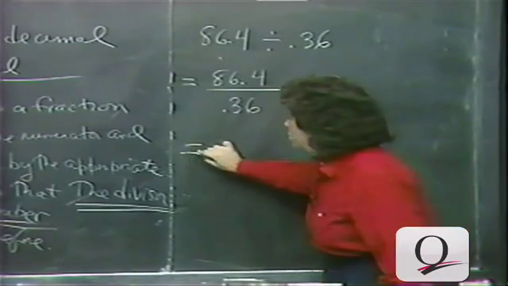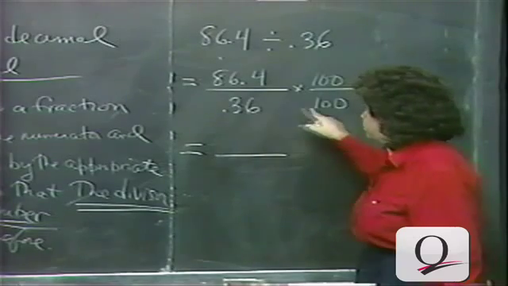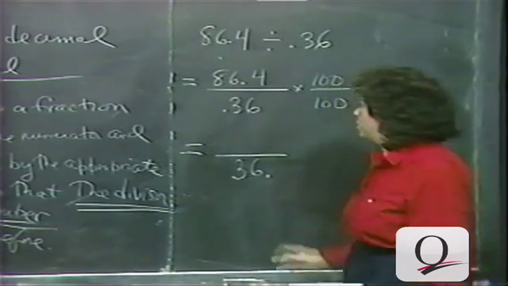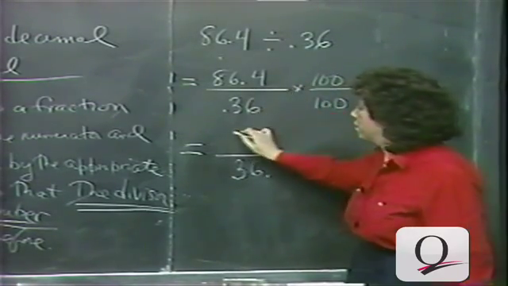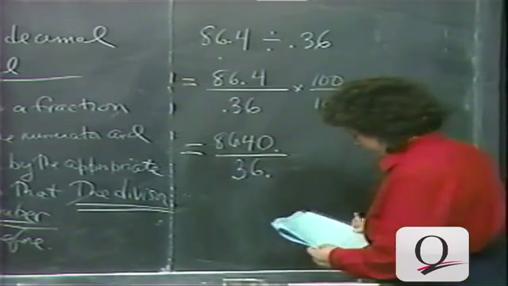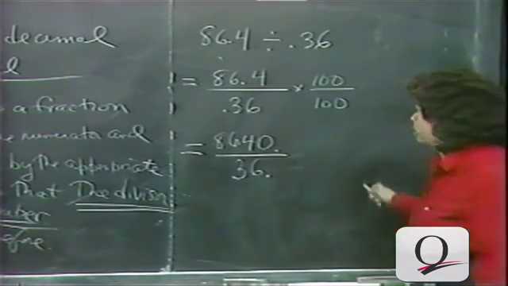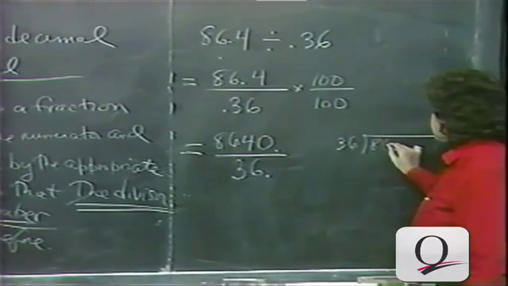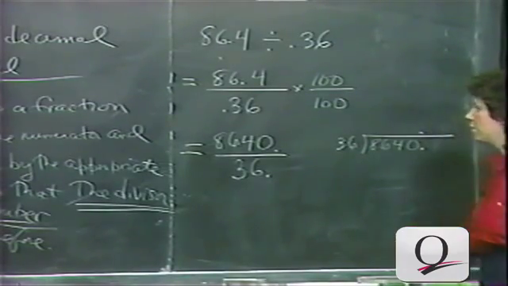So we're going to move the denominator's decimal point 2 places to the right because we're multiplying by 100. That gives us 36 point. And here we move the numerator's decimal point also 2 places to the right, giving us 8,640 with a point. So now it turns into dividing whole numbers, which we know how to do. This will be 36 into 8,640. With a decimal point following the number.